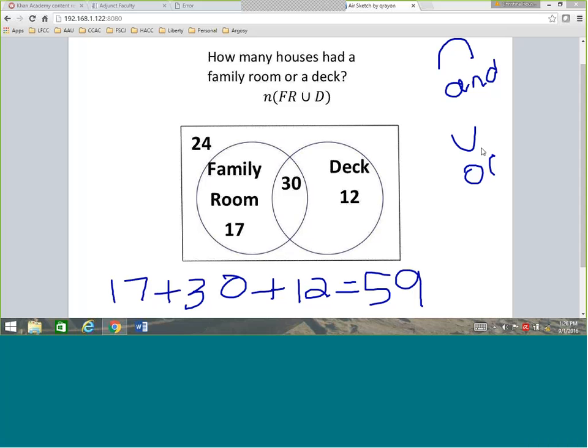And if you take a look at the notation, it's really asking the same thing: FR for family room, the U symbol means or, and then D for deck. So the little n in the front means number of houses in the family room or the deck. So it's just the notation of saying the same thing as the question.